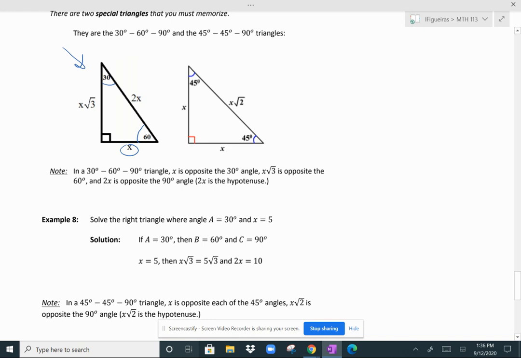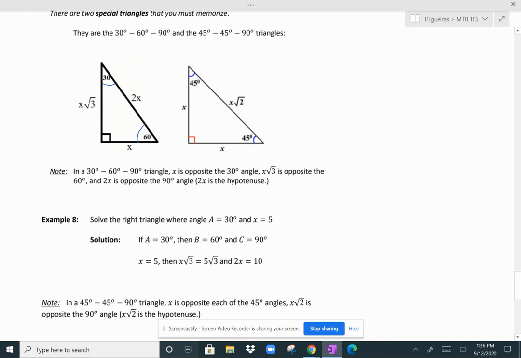That's equal to 5. So if x is equal to 5, first here are my angles, 30, 60, 90. Then the other side, x root 3, will be 5 root 3. And the hypotenuse will be 2 times x, which is 10. So the three sides are 5, 5 root 3, and 10. And that means the triangle is solved.